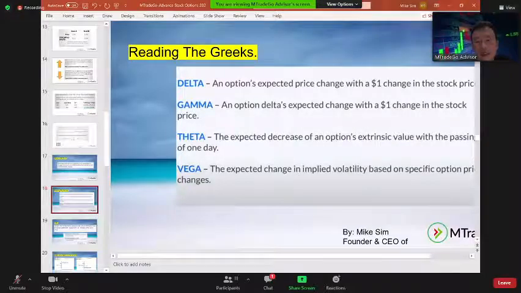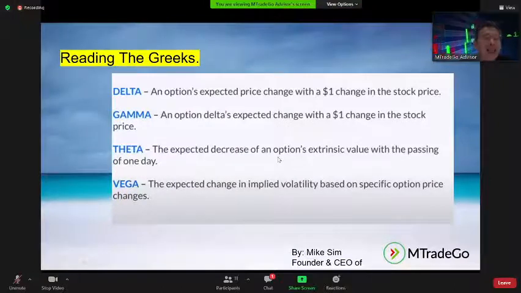Now we look at gamma. Gamma matters especially when the stock really pushes up a lot. Gamma is like acceleration, and delta is like speed. Delta is the speed, gamma is the acceleration. You get me or not?